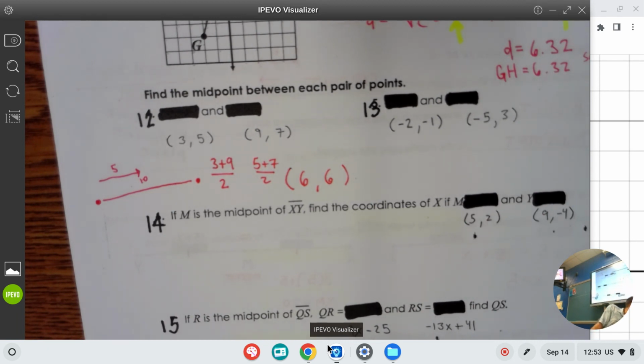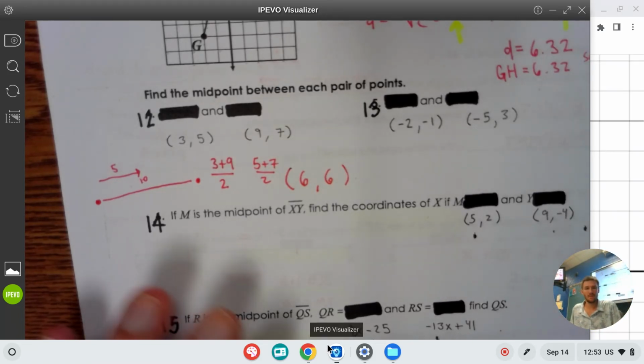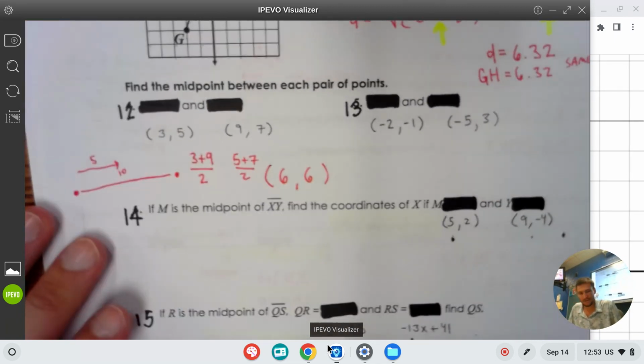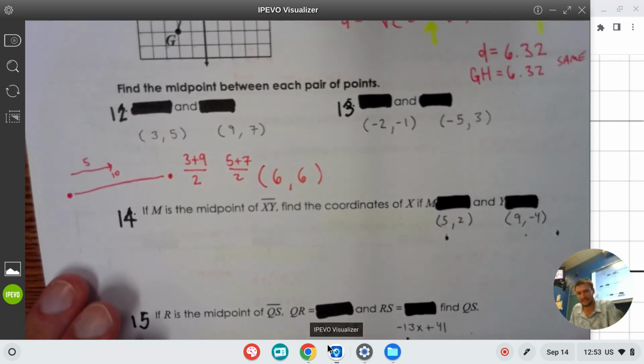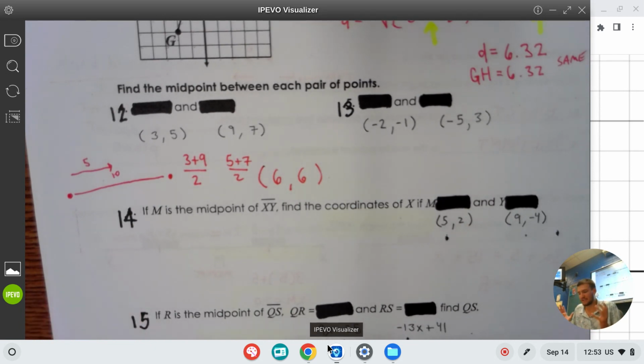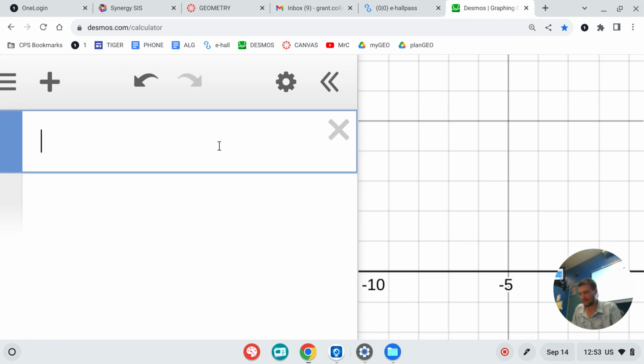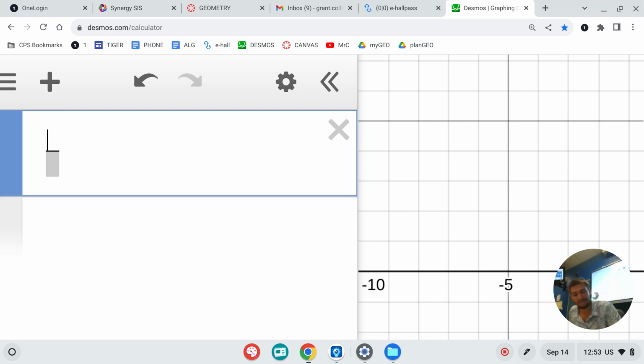Do we have one person out already? Yes. Okay. I'll give you some time. Try to find that midpoint for number 13. Just add those numbers up and divide by 2. Of course, you can use Desmos. If you're using Desmos, I recommend you press divide first before you type in any numbers.